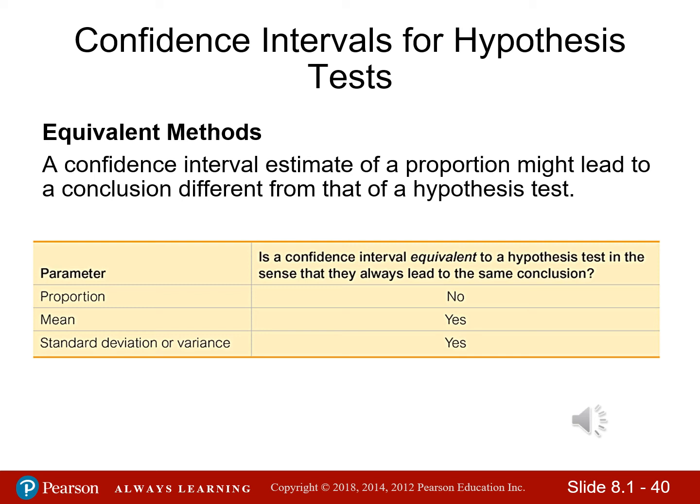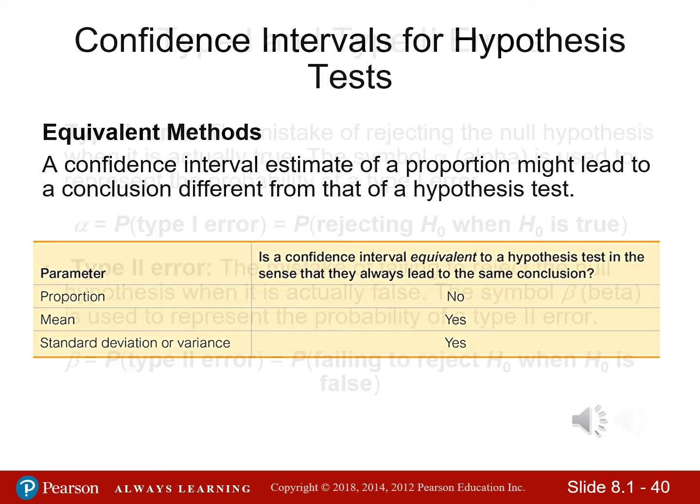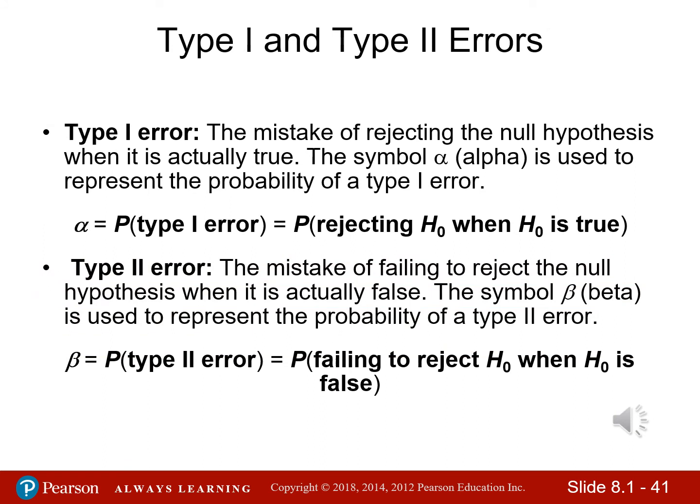The table displayed here shows that for the methods included in this chapter, the confidence interval estimate for a proportion may lead to a conclusion different from the test of hypothesis. When testing a null hypothesis, we arrive at a conclusion of rejecting the null or failing to reject the null. Our conclusions are sometimes correct, but sometimes they are incorrect. With hypothesis testing, there are two types of errors, and we will distinguish between them by referring to them as type 1 error and type 2 error.